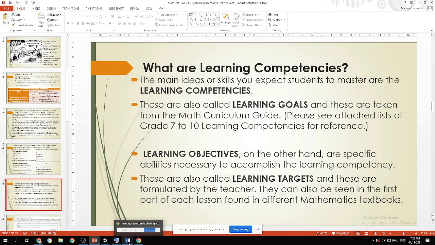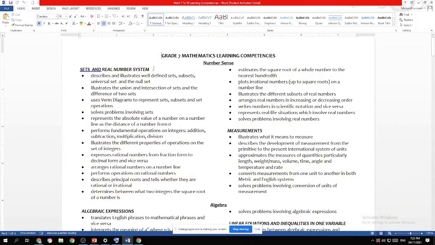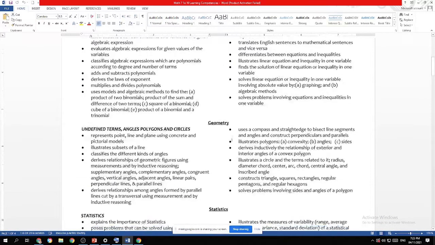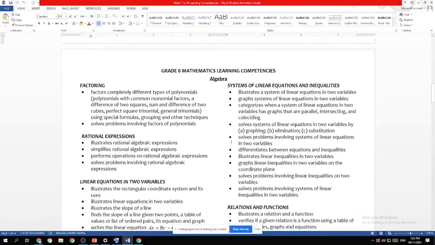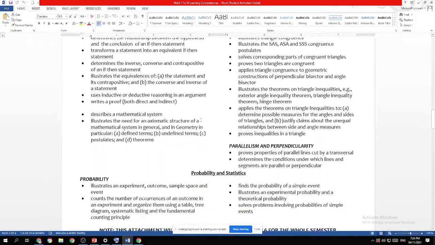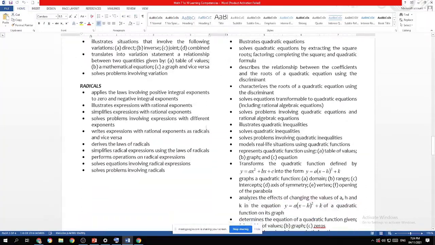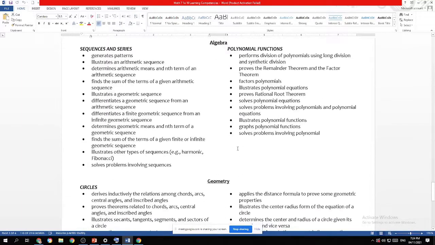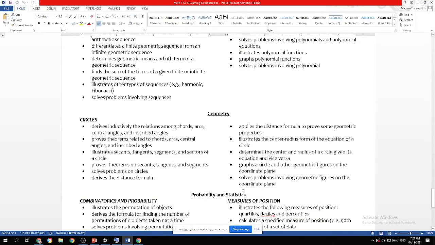This is the summary I have prepared. These are the competencies for grade 7, these are the competencies for grade 8, these are the learning competencies for grade 9, and these are the learning competencies for grade 10. These competencies are very important for our lesson planning later. Okay? Let's go back to my presentation.